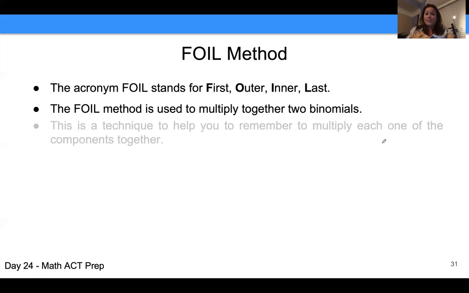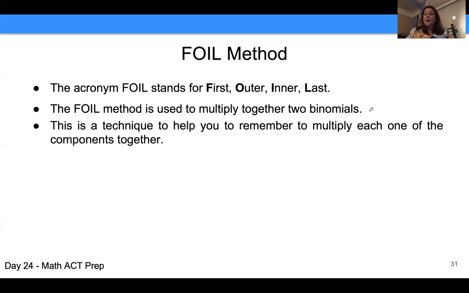Now you're probably saying, what is a binomial? A binomial is something that has two terms, like x plus 2. In its simplest form, this is the best we can get. There's two terms. Bi means 2. This is a binomial, two numbers. The FOIL technique helps you to remember how to multiply the components together.